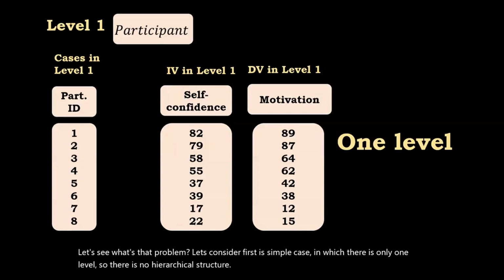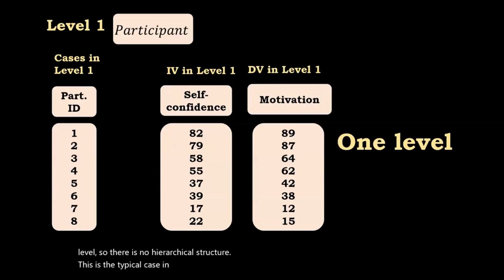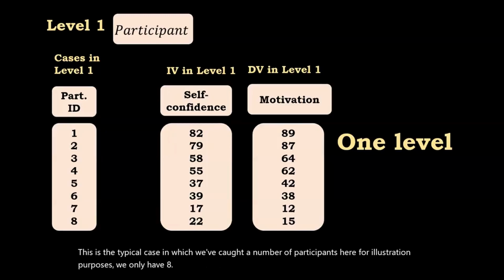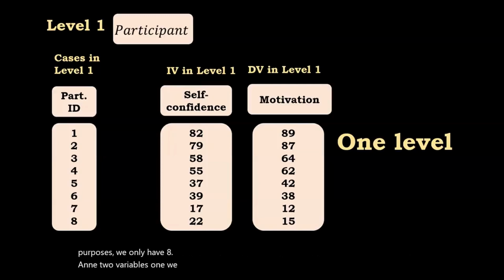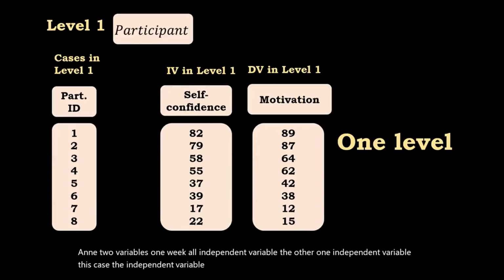This is the typical case in which we've got a number of participants. Here, for illustration purposes, we only have 8, and two variables. One we call the independent variable, the other one the dependent variable. In this case, the independent variable is self-confidence and the dependent variable is motivation.